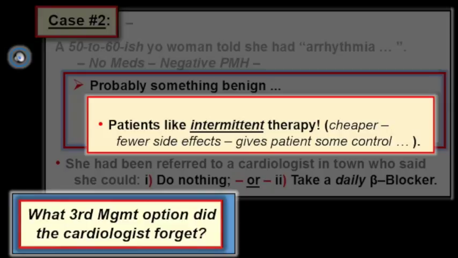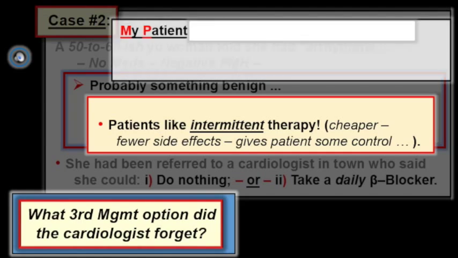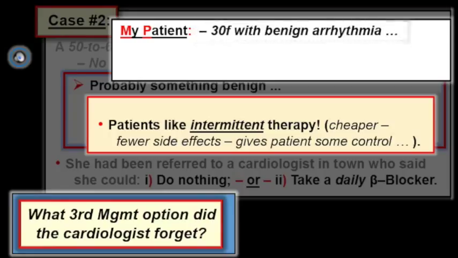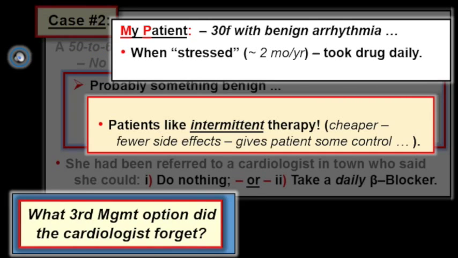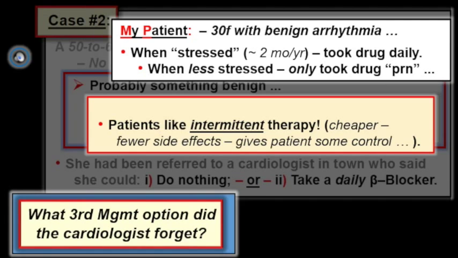I like to illustrate this concept by anecdote of a patient I cared for over a course of many years. She was a 30-ish-year-old woman with a benign arrhythmia. When stressed, as she was for a couple of months each year, she took her medication daily. But when her situational stress was under better control, as it was for most of the year, she only took her medication PRN when she had symptoms.